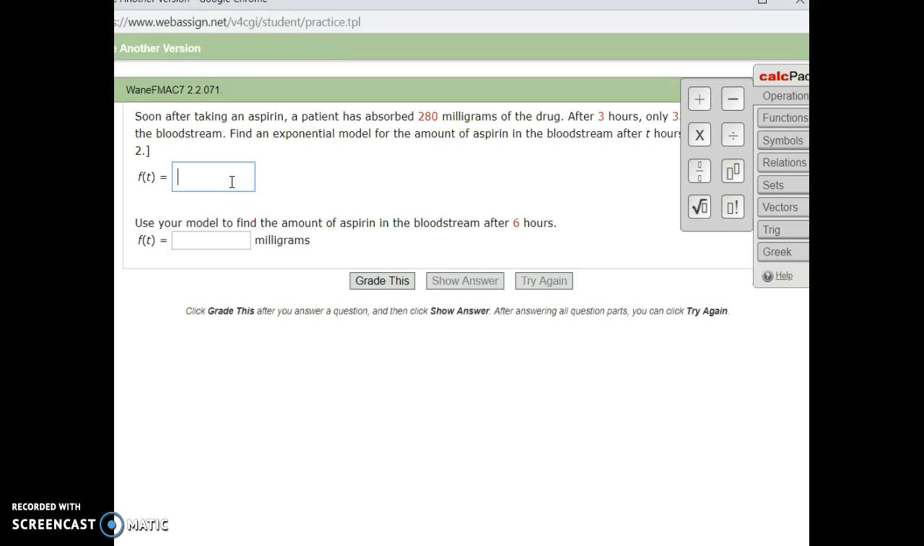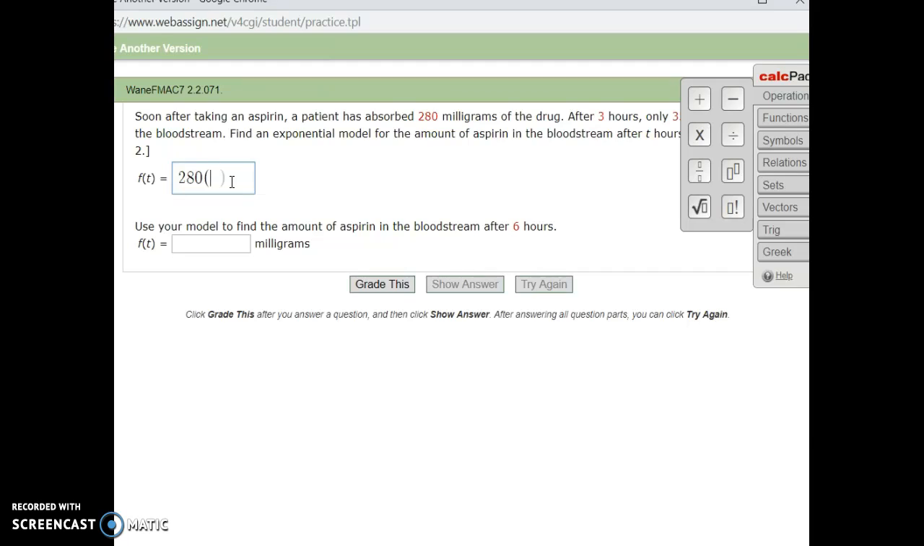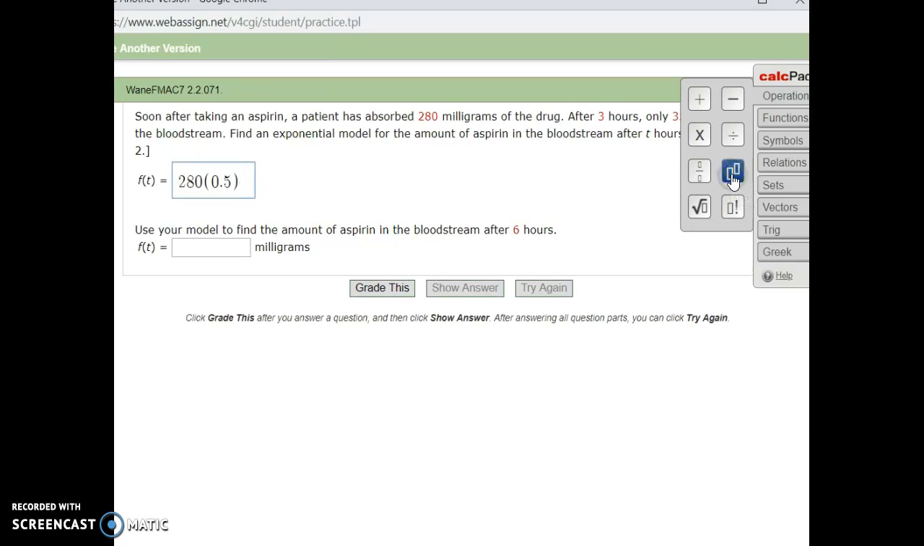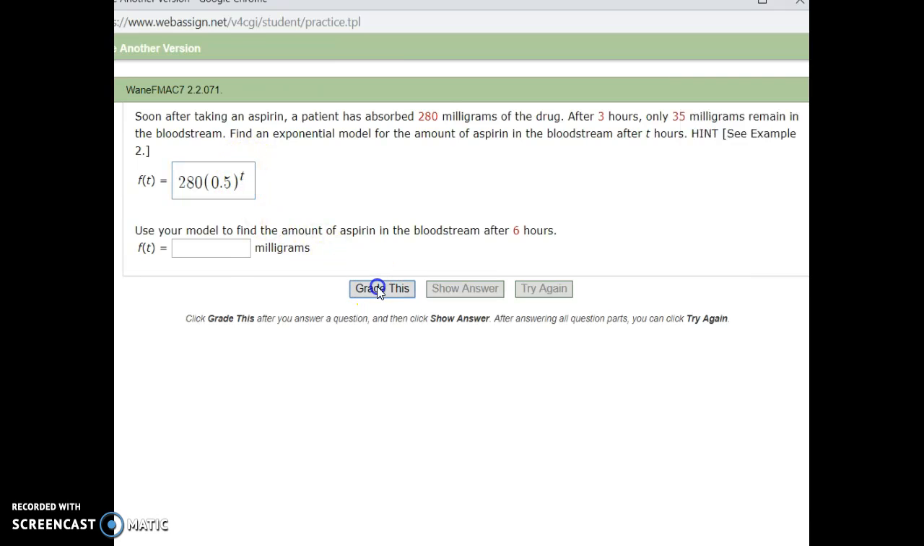So that will be 280 times 0.5. And I come over here to this little button. It says sup. Anyway, it's superscript. That's what it means. And t is the variable. See, when it's an exponential function, that means the variable is in the exponent. Right there. So, yep, it likes it.